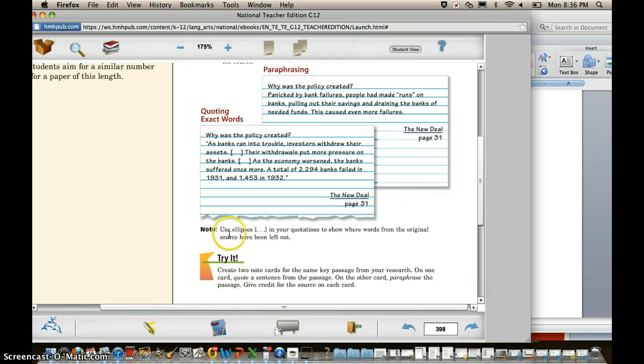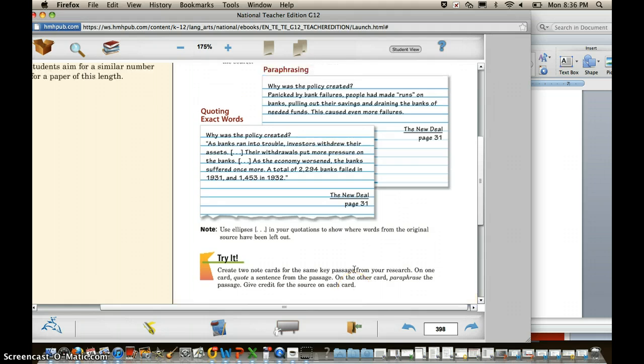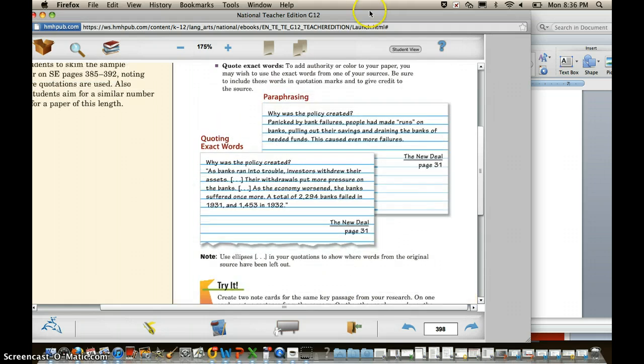Here's a little side note. Use ellipsis in your quotations to show where words from the original source have been left out. Notice up here we can see that the author did that. They clearly wanted to eliminate some of the information here, so they used the ellipsis. Again, another effective thing that you might want to consider doing in your notes and in your paper. We will actually try this when I come back, so don't worry about that.